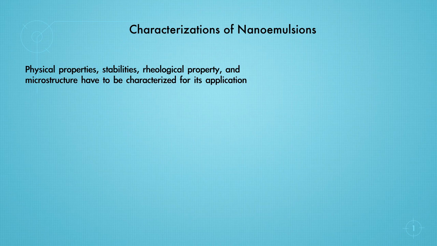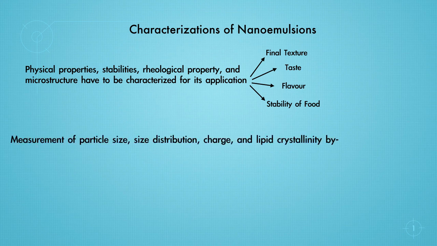So now let's discuss the characterization of nanoemulsion. Physical properties, stability, and microstructure have to be characterized for its application. What kind of application? It can be final texture, taste, flavor, or stability of food. We can actually find out how long it will stay. What kind of data will lead us to this application? We have to measure size, charge, and size distribution, and all these measurements we can take using physicochemical methods.